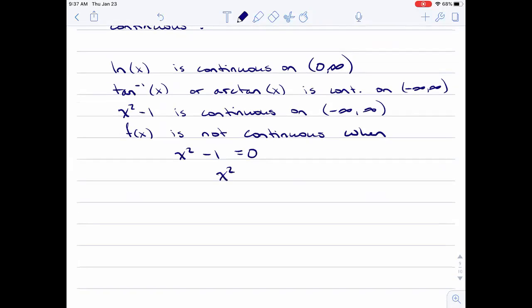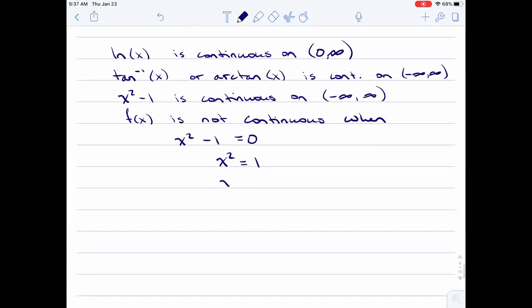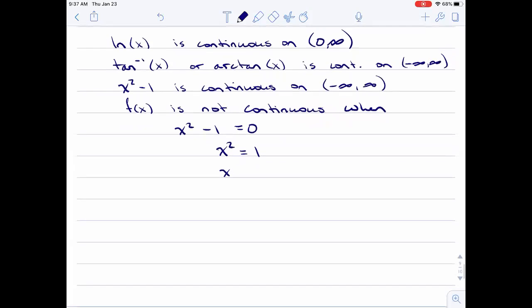Because solving for x squared equals 1, if I take the square root here, then x equals plus minus 1. Because if I plug in negative 1 into x squared, I get 1. 1 squared is 1. So both of those are options. So those we need to keep an eye out for. So it's not continuous when x is plus minus 1.